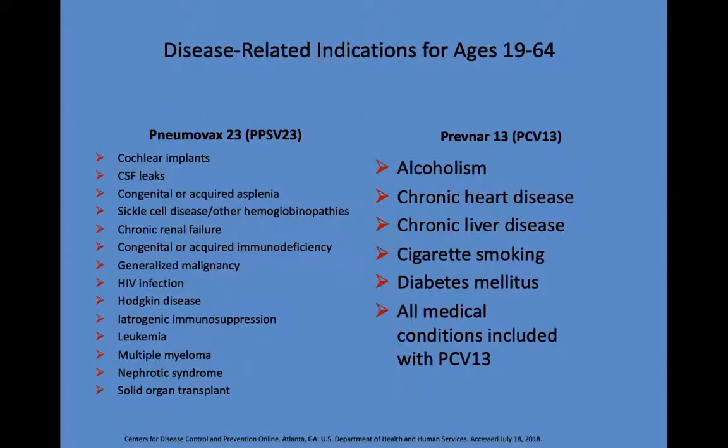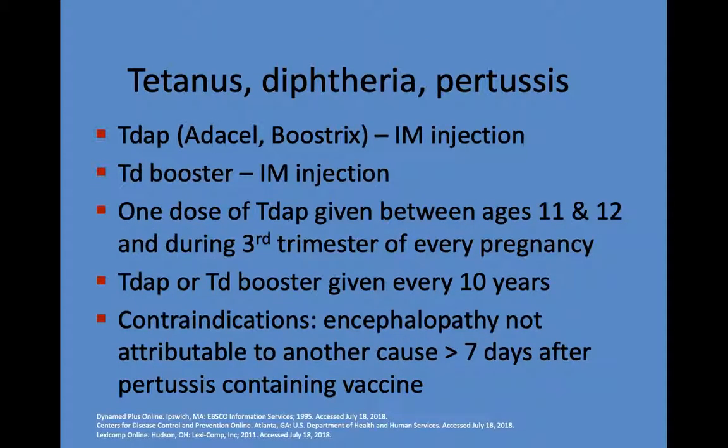Here are your disease-related indications for patients between 19 and 64. Anybody on this list should get these injections between those ages. Tetanus, diphtheria, and pertussis. You can see other indications there. Very commonly used.